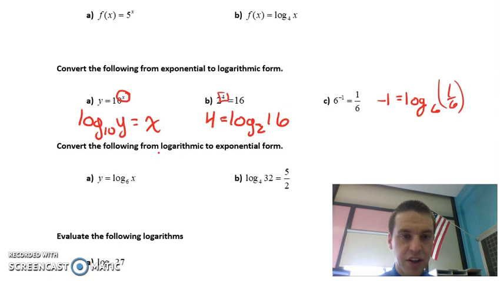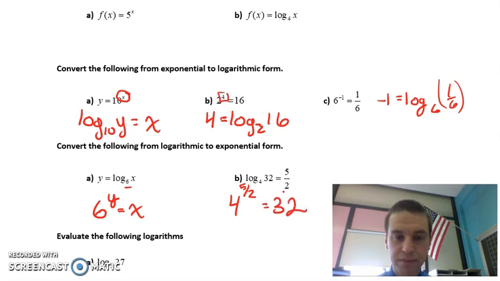This says convert the following logarithm into exponential form. Our base 6, our exponent y, equals x. Our base 4, our exponent, it's what the logarithm equals, 5/2 equals 32.